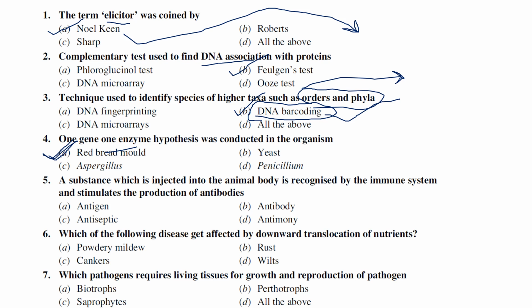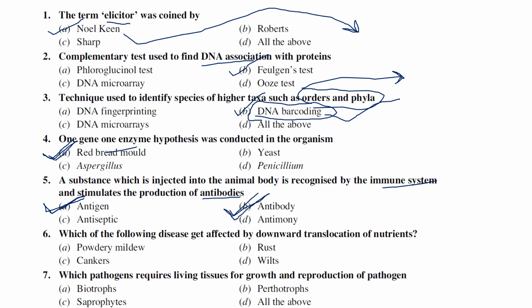The next one: a substance which is injected into the animal body is recognized by the immune system and stimulates the production of antibodies. We must understand something here. Inside the body, the compounds produced are antibodies. For the production of antibodies, we inject something from outside, which is called an antigen. We inject the antigen in the form of an injection or some other form, and that activates or forces the production of antibodies.